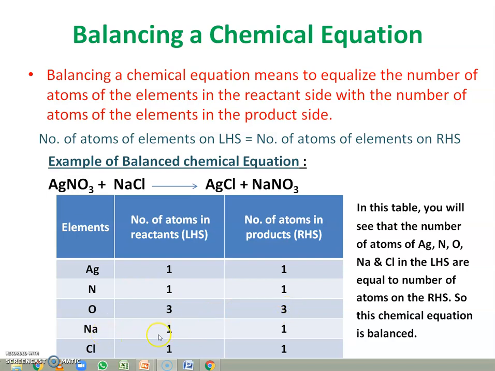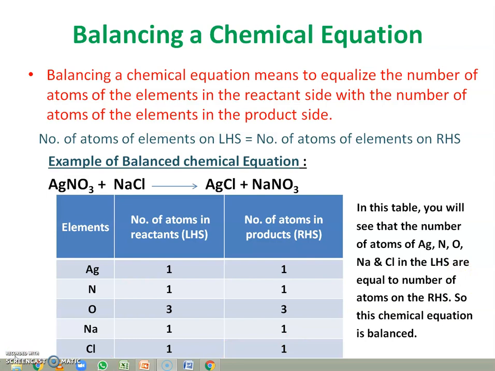Similarly, the number of sodium atoms on the reactant side and product side is 1. And similarly, the number of atoms of chlorine on the reactant side and product side are also equal. So, in this table, you will see that the number of atoms of silver, nitrogen, oxygen, sodium and chlorine on the left hand side are equal to the number of atoms on the right hand side. So that's why we can say that this chemical equation is balanced.